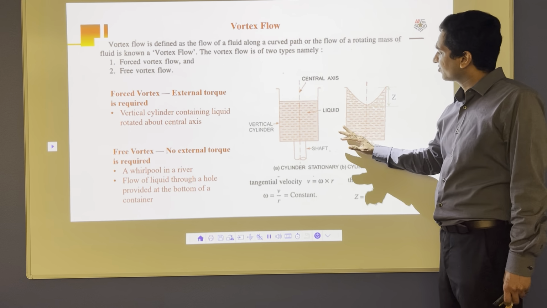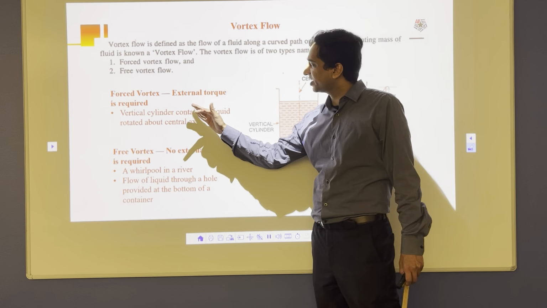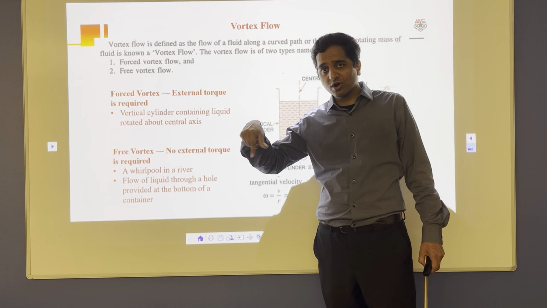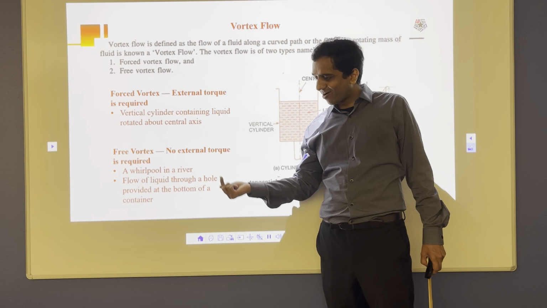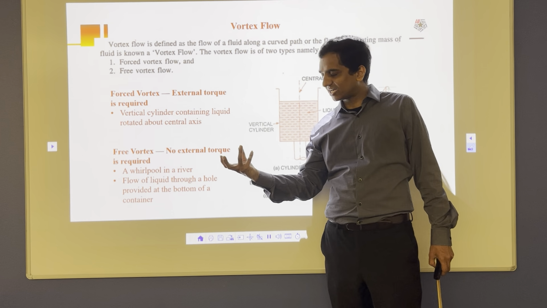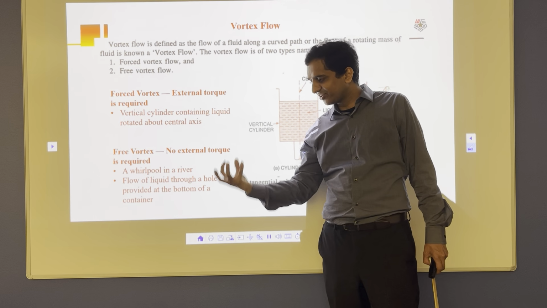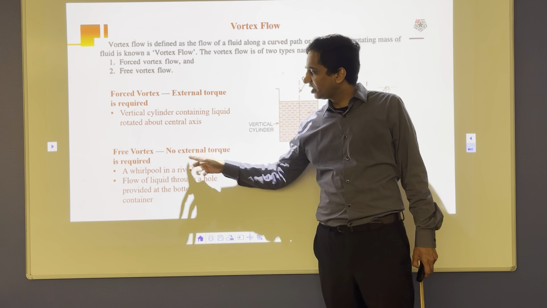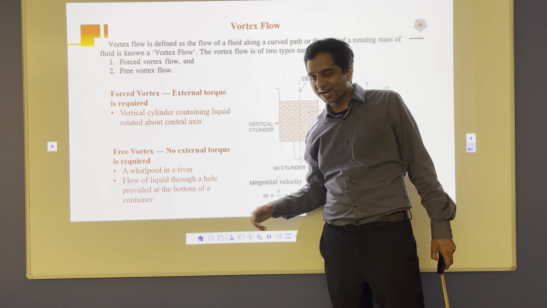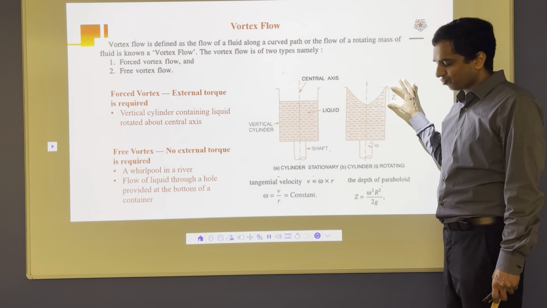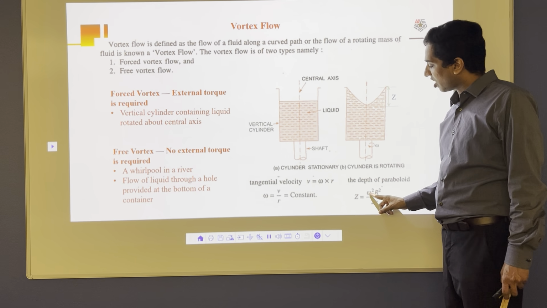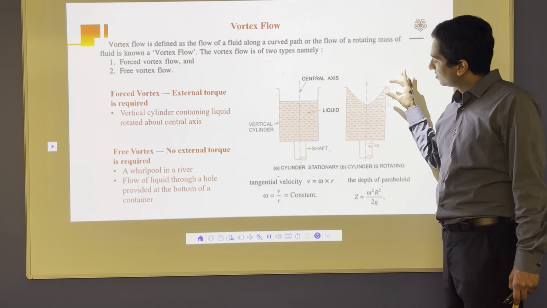One is free vortex and another is forced vortex. Forced vortex, if you apply external torque. If you don't apply torque, but you have a hole at the bottom of the glass, then your liquid is going to go down, and that's your free vortex, no external torque is required. Either way, the depth of the vortex depends on velocity. So the higher the velocity, the more the depth.